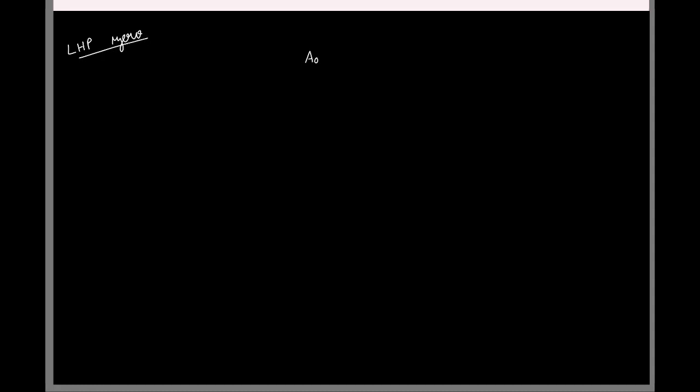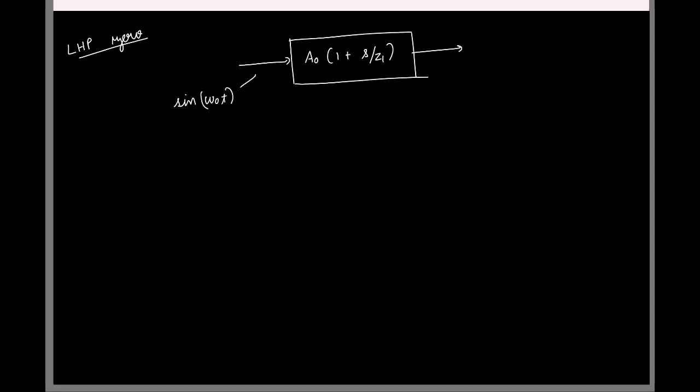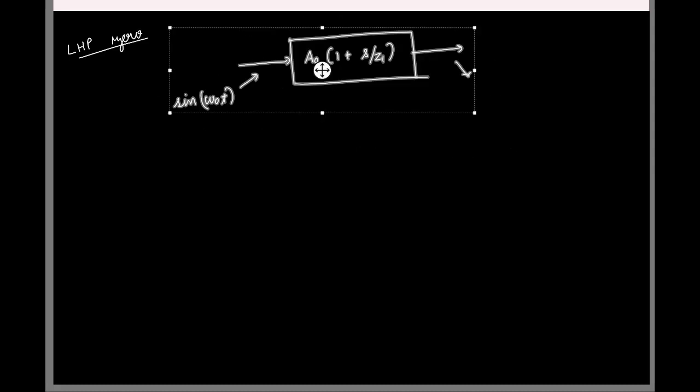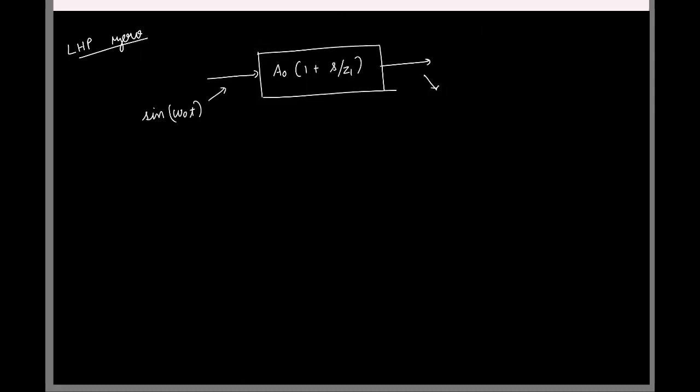Cool. So now let's look at what will happen if we have an LHP0. We'll take a simple case again. So this is the system. I'll do the same thing. I'll apply a sinusoid at some frequency omega naught. So what will be the steady state output?